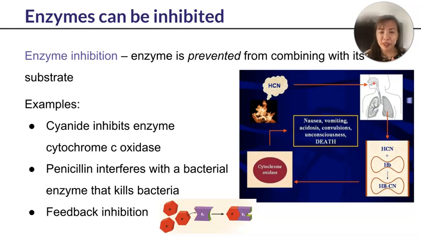Another example of this is penicillin. Bacteria that are exposed to penicillin can actually be killed because the penicillin will interact with certain bacterial enzymes to prevent the bacterial enzymes from functioning properly.